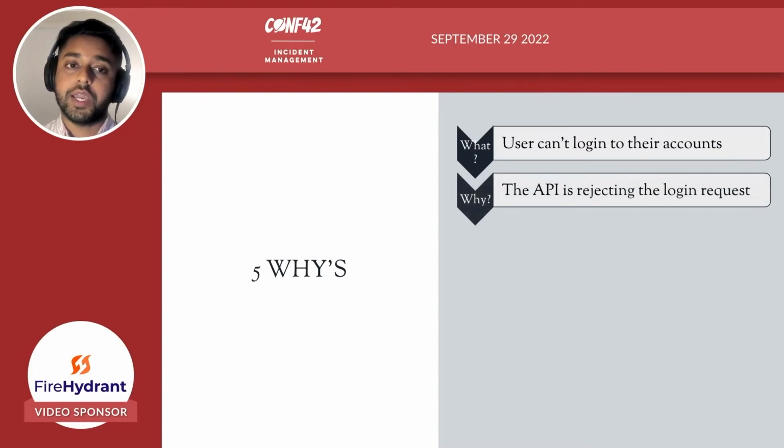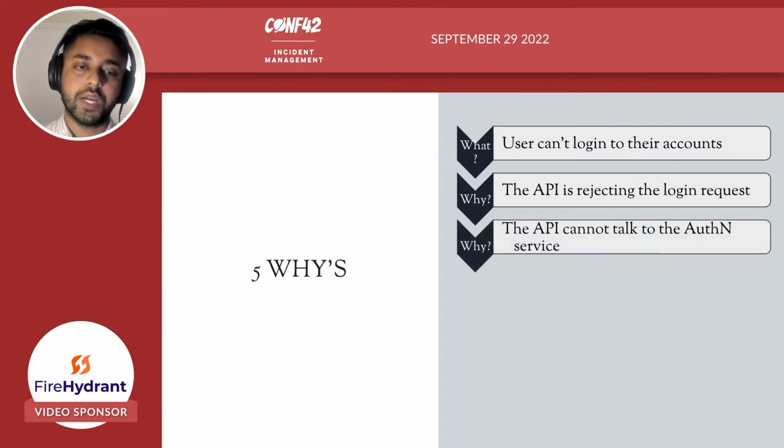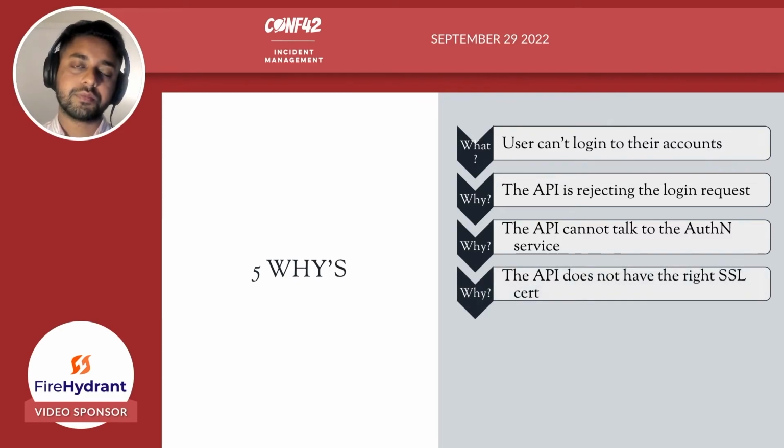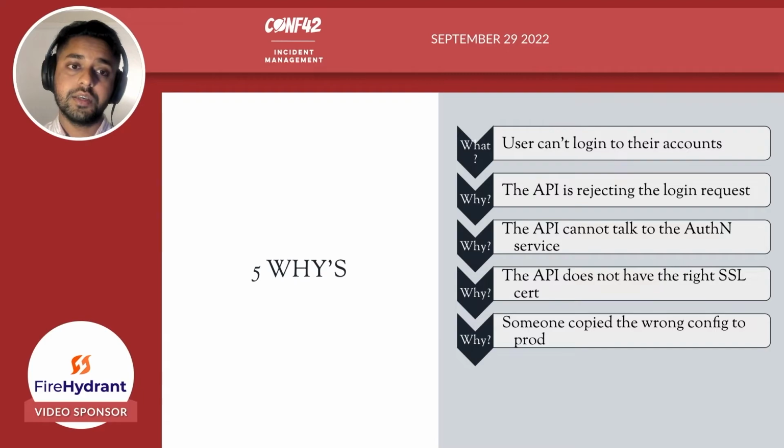So we ask the first why, and we decide that the API is rejecting the login request. Okay, that's clearly a problem, but not really our root cause. Second why tells us that the API can't talk to our authentication service. Next, we say that it can't do this because it doesn't have the right SSL cert. Next, why did this happen? Because someone copied the wrong config to prod.